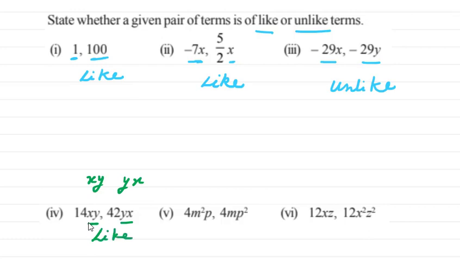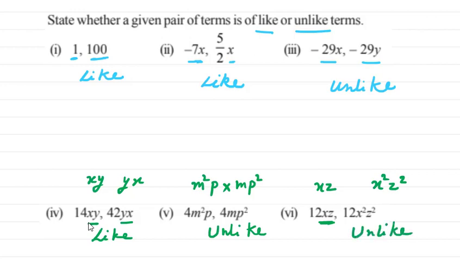Now let's move to the fifth part. Here see this one, the first is m square b and this one is mp square. Are they equal? In the first part you have m square, and in the second you have only m, so these two are not the same, so this is unlike. These things you have to see. Now the third one, you have xz in the first and x square z square in the second, so these two are also not equal, so these are also unlike terms.